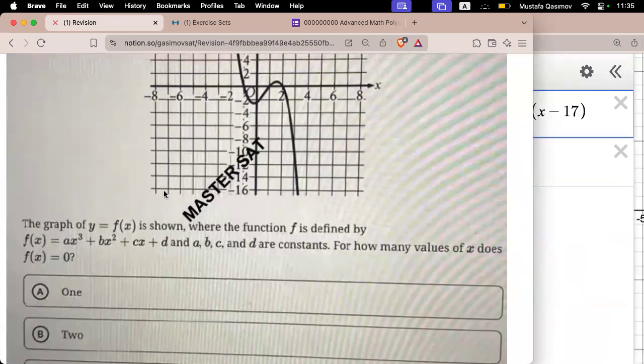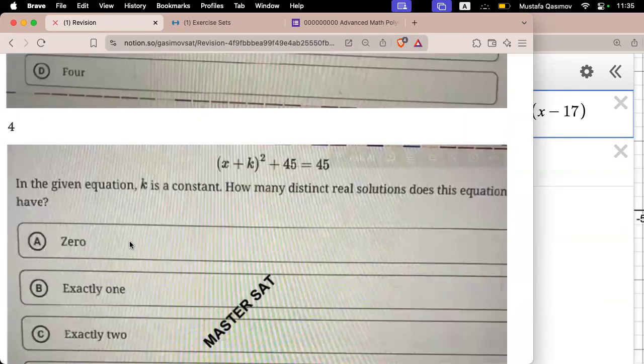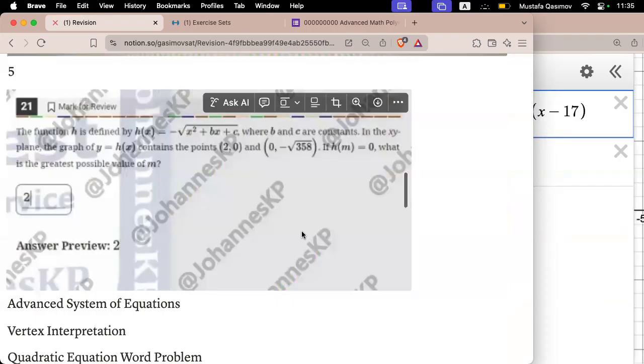Okay, again, same question. f of x is equal to 0. How many distinct solutions? When it is equal to 0, there is no solution. There is one solution, B. We will look at this one.